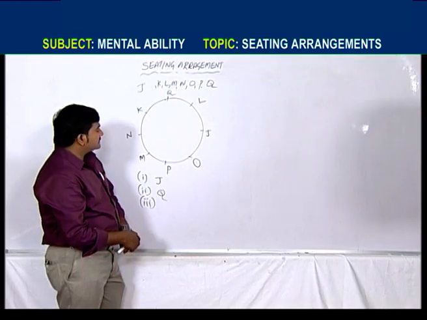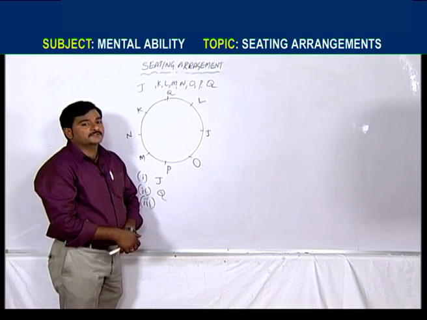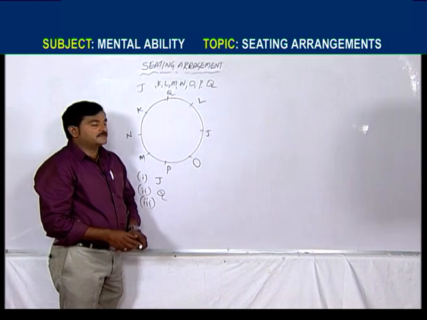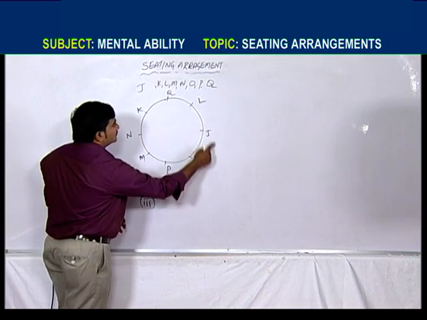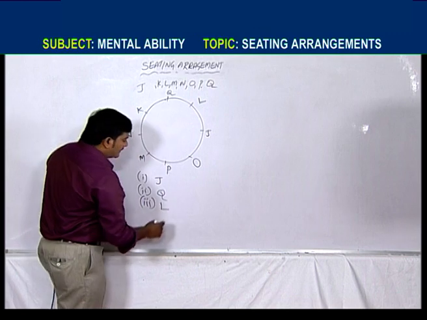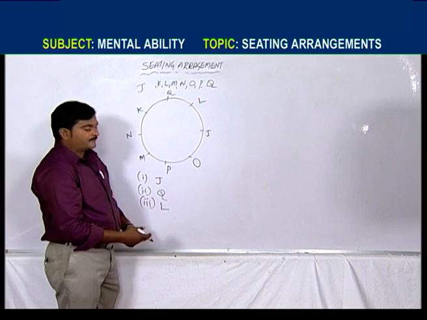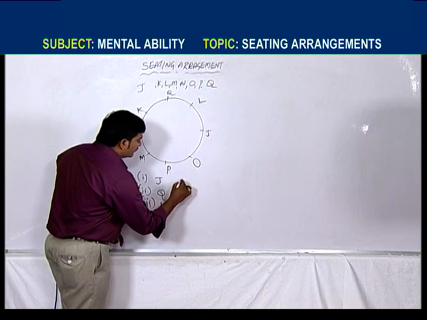Have a look at the third question. Who is third to the right of P? The answer is L. L is the third to the right of P. It is very clear.